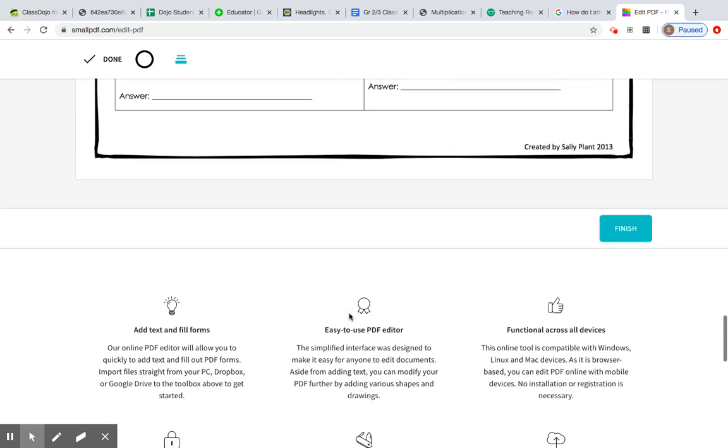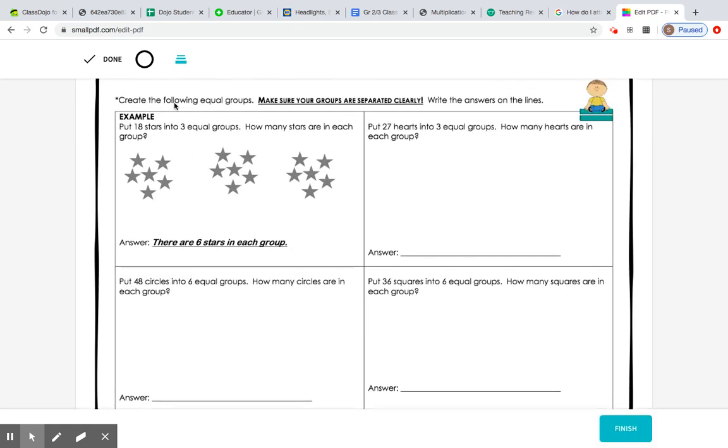All right, on the next page, the last one, create the following equal groups. Make sure your groups are separated clearly and write the answers on the line. So here they have another example for you. Put 18 stars into 3 equal groups. How many stars are in each group? Same thing as the other one, you need to draw out your stars, put them into equal groups, and then count up how many are in each group. So it's just a little bit different than the other page we just did.